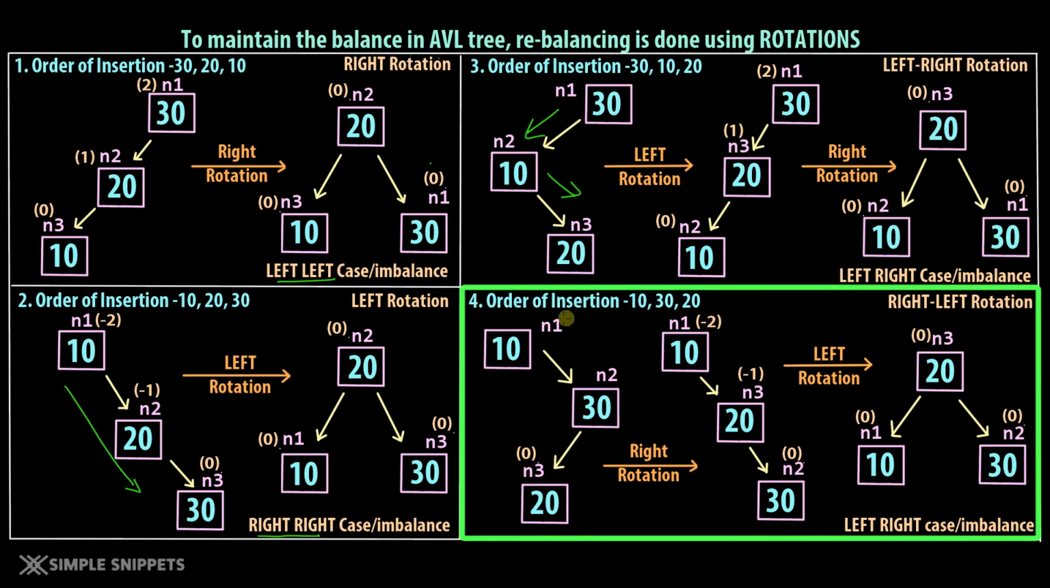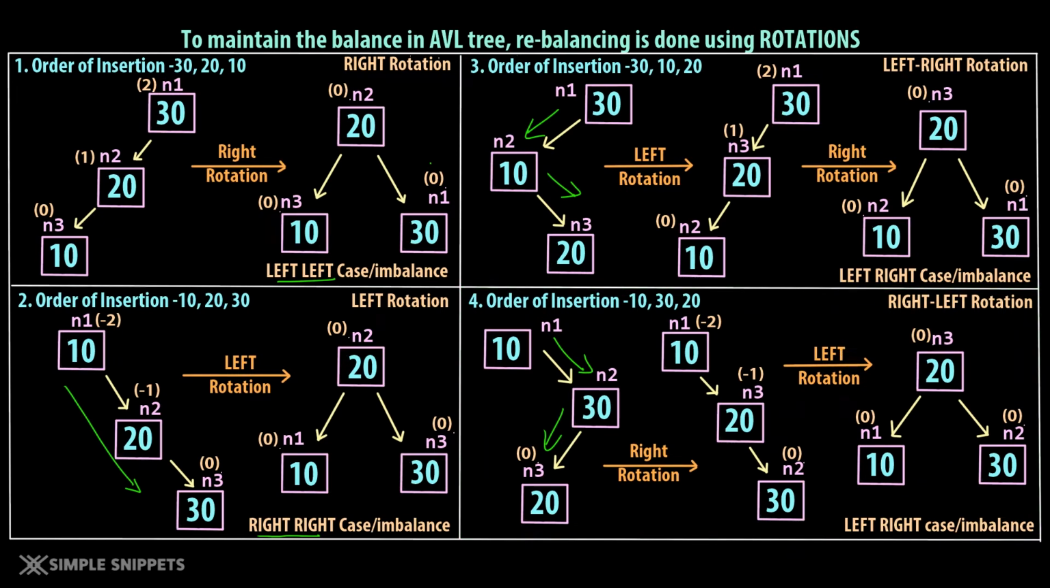Similarly, for the 4th use case, we have a right-left imbalance. So we did the right rotation first, then the left rotation, and we got our final AVL tree. This is something that we've already seen in the previous tutorial. Hence, I have just directly shown you this one large screen where you can take a screenshot in case you are making any notes. You can use this, you can draw the diagrams.